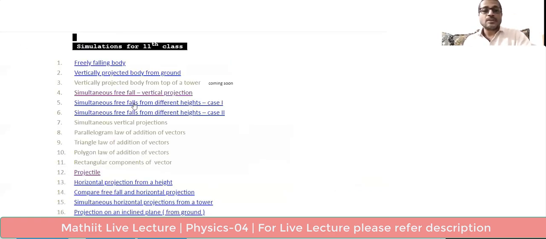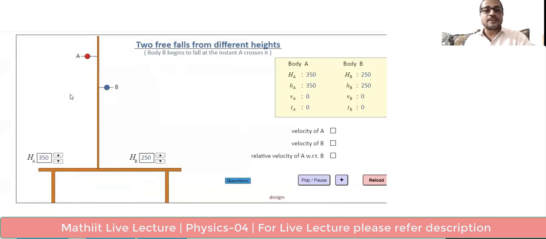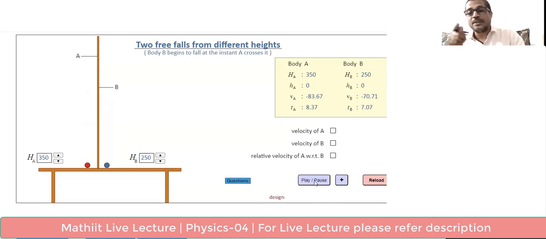Now, similarly, you see simultaneous free falls from two different cases. A is dropped and B starts falling just when A crosses B. Now, you know how many kinds of questions can be asked for this. What is the velocity of B by the time A reaches the ground? What is the velocity of A by the time it crosses over B? What is the relative velocity of A with respect to B? Like that, there are many possibilities.